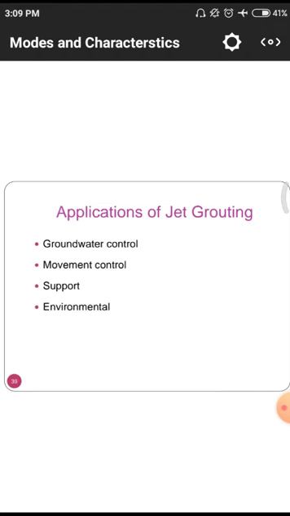Next one, movement control. Movement control simply means that water is moving from one point to another in some direction, so we have to control those directions and stop that water. And supports: for every fluid there may be a requirement for some quantity of support. Those supports we have to provide.